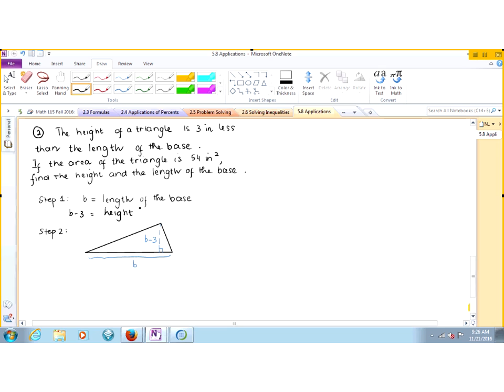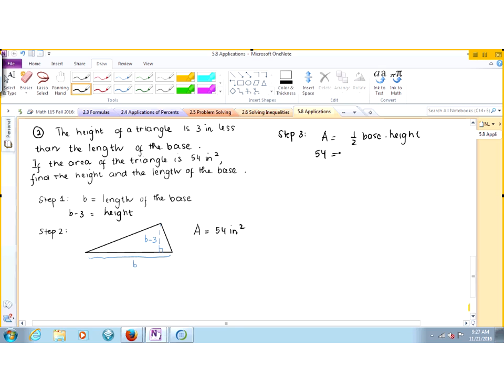Now, what else do we know about this triangle? The area, which is 54 inches square. Correct. Good. Step 3, where is my equation here? What is my equation? So, what's the formula of area? So, area is equal to 1/2 times base times height.